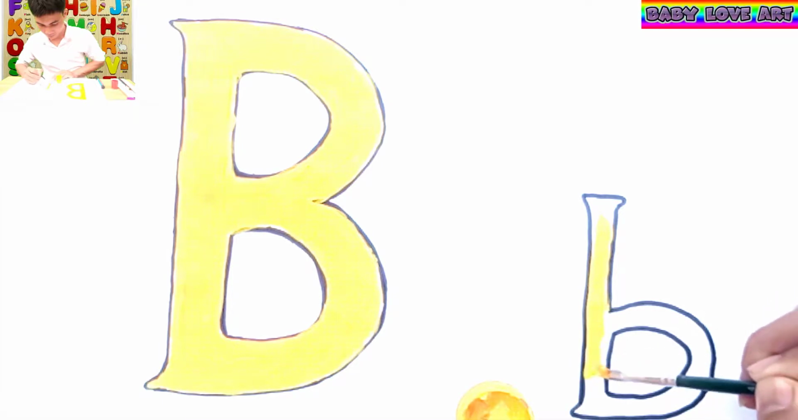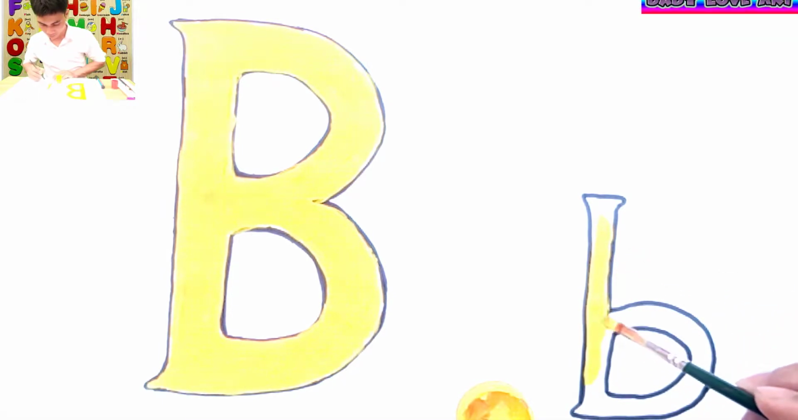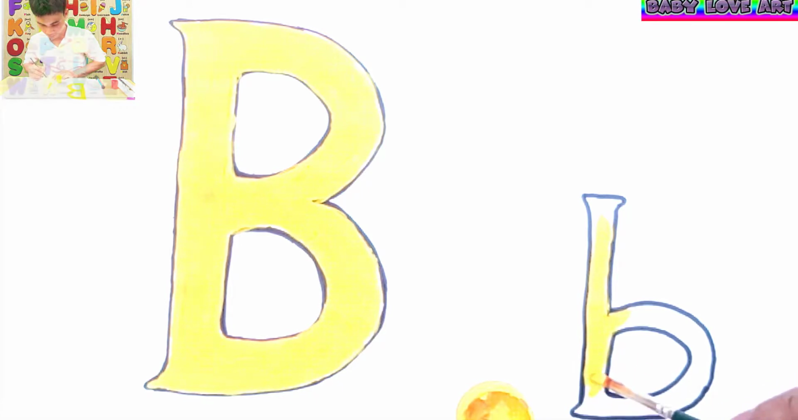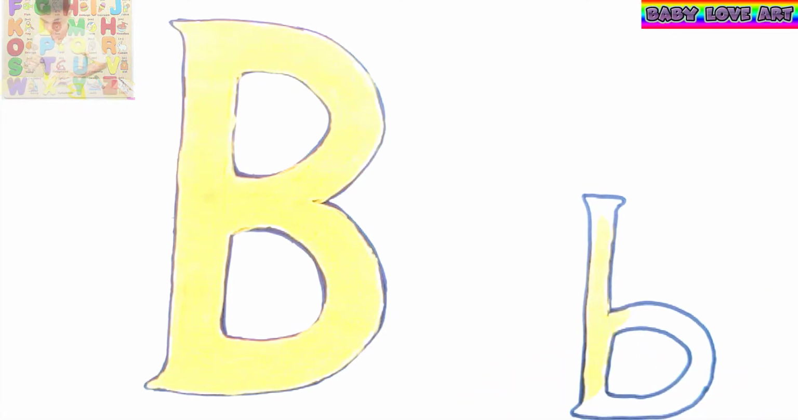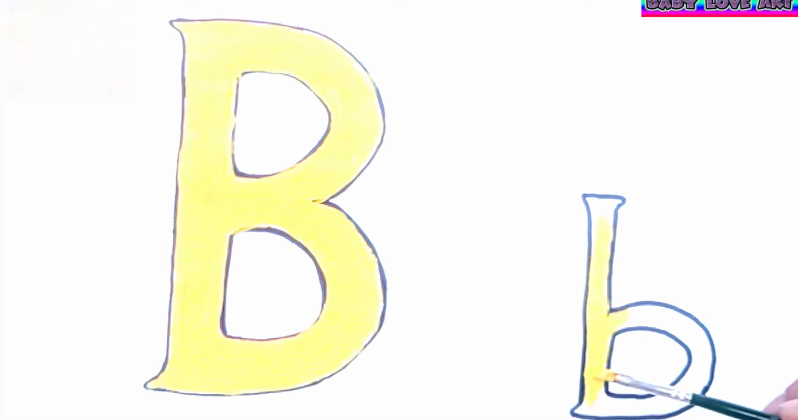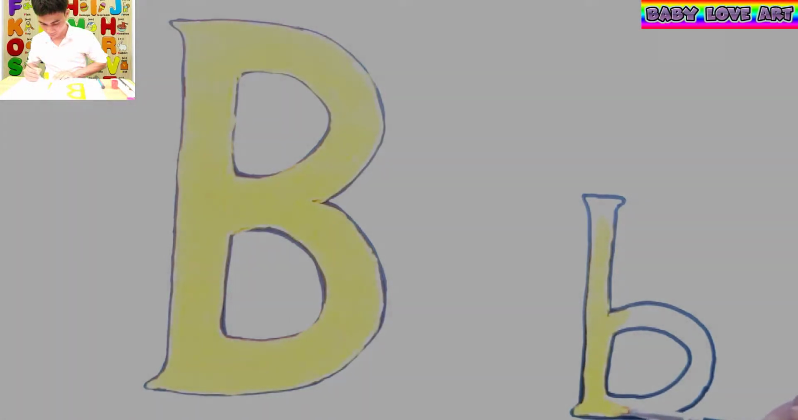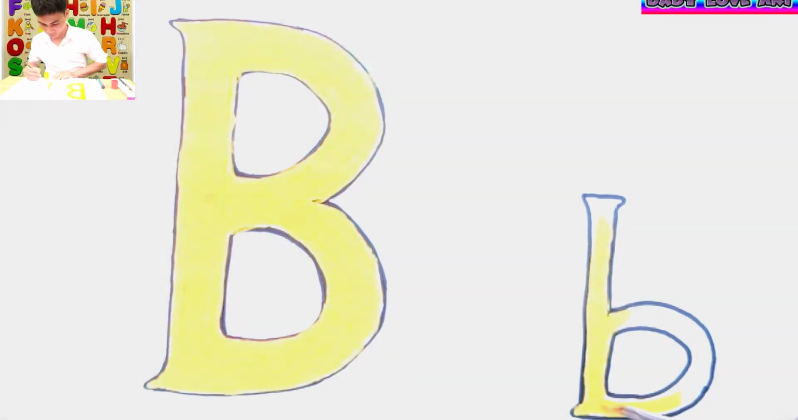Old MacDonald had a farm, E-I-E-I-O. And on his farm he had a pig, E-I-E-I-O. With a here and a there, here a there, a everywhere. Old MacDonald had a farm, E-I-E-I-O.